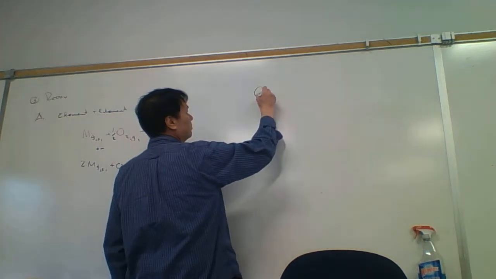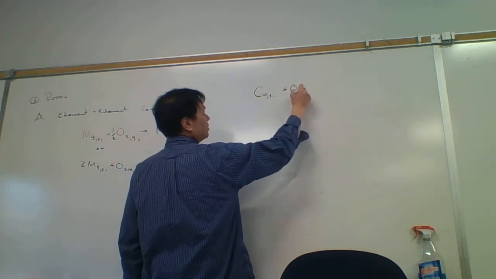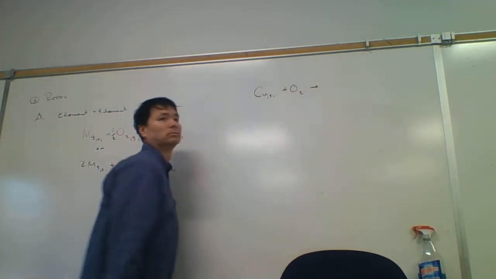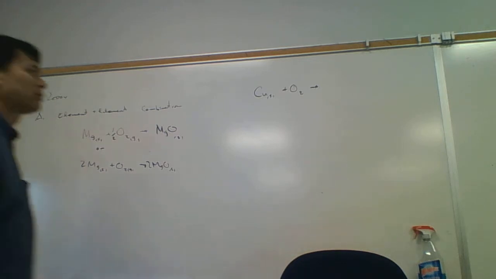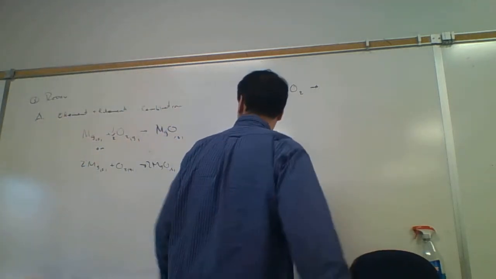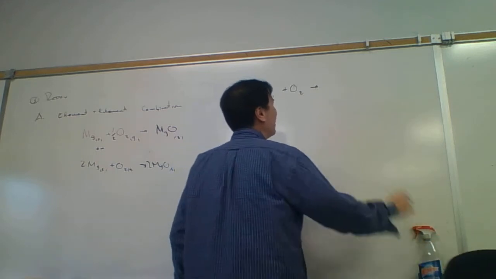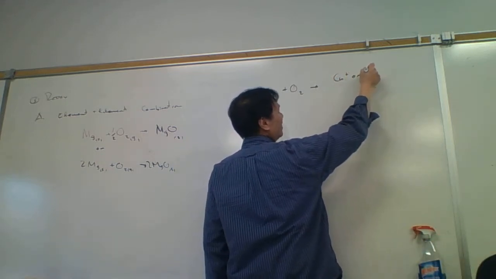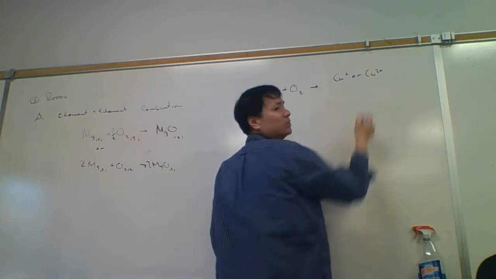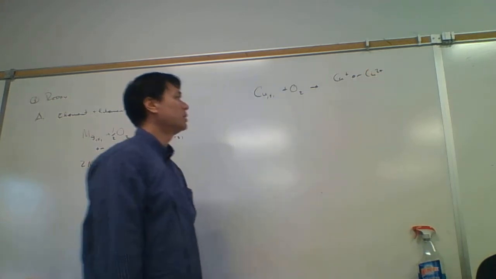Copper plus O2. What are we going to form? Well, here we have a problem because with magnesium we only have one cation, but copper is either going to be copper 1 plus or copper 2 plus. So which one is it?